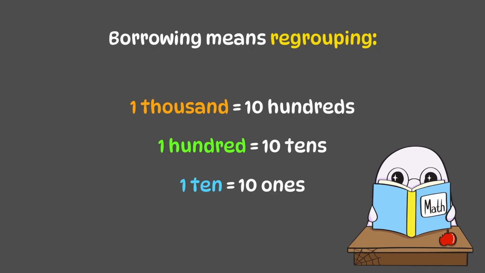Borrowing is actually regrouping place values. 1000 equals 10 hundreds, 100 equals 10 tens, 10 equals 10 ones. When we understand this, subtraction with borrowing becomes much easier.